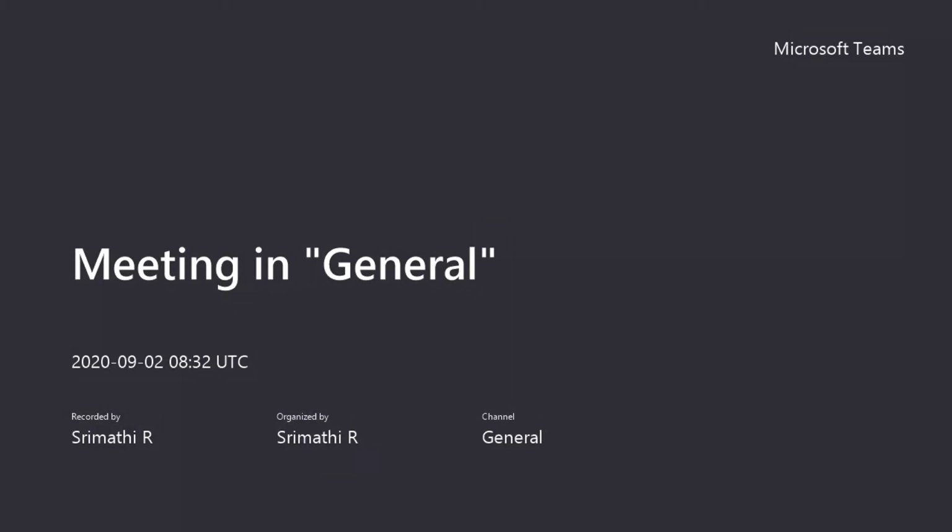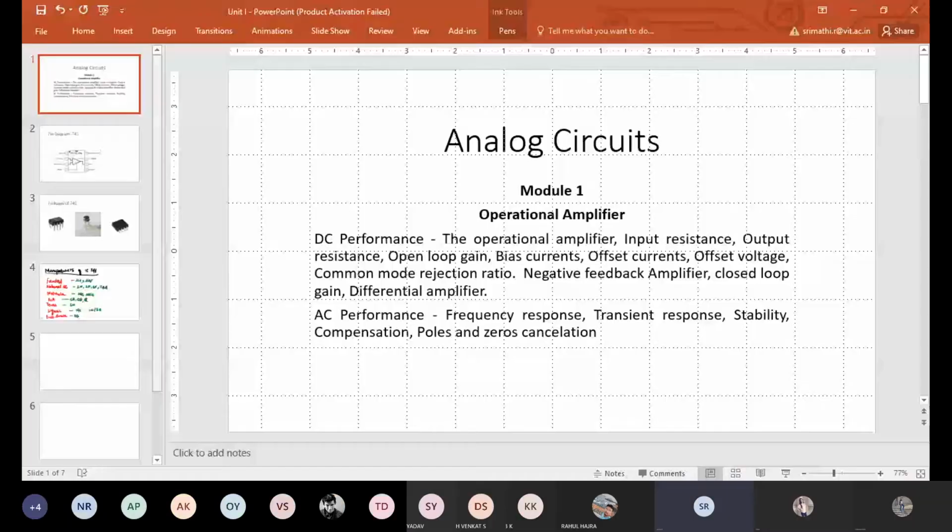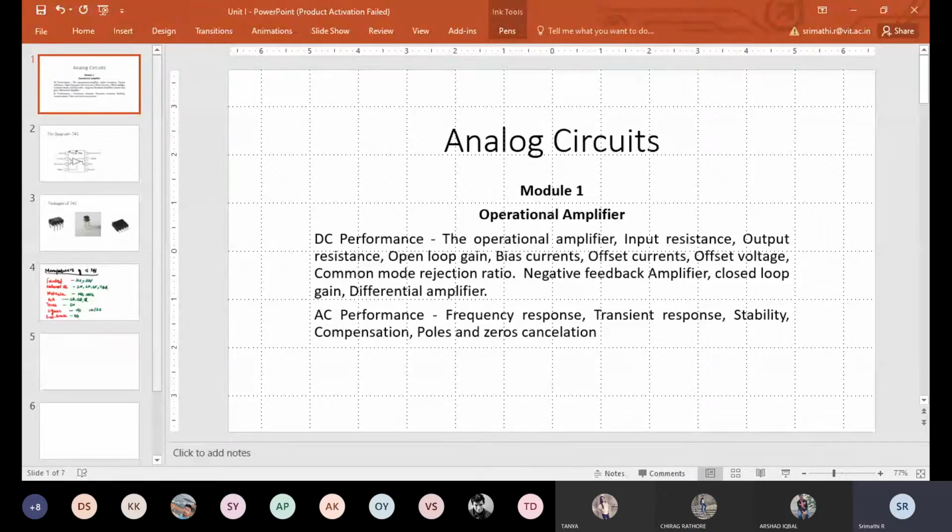amplifier. In that, we are going to see the DC performance and AC performance separately. The first one is DC performance. In DC performance, what are all the things that we are going to see? Operational amplifier. What is meant by an operational amplifier?